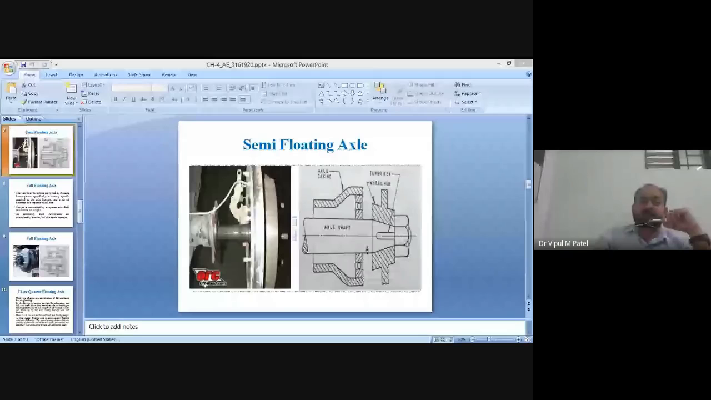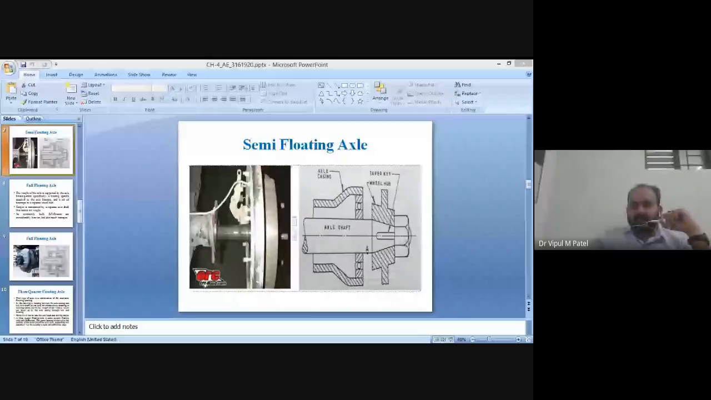So you can see the statement is the wheel is often bolted directly to the flange on the axle. So your wheel is directly bolted with what? With the flange of the axle. So you can see that it is a taper key. This one is a taper key. This one is a wheel hub. This one is an axle casing, and this one is axle shaft.